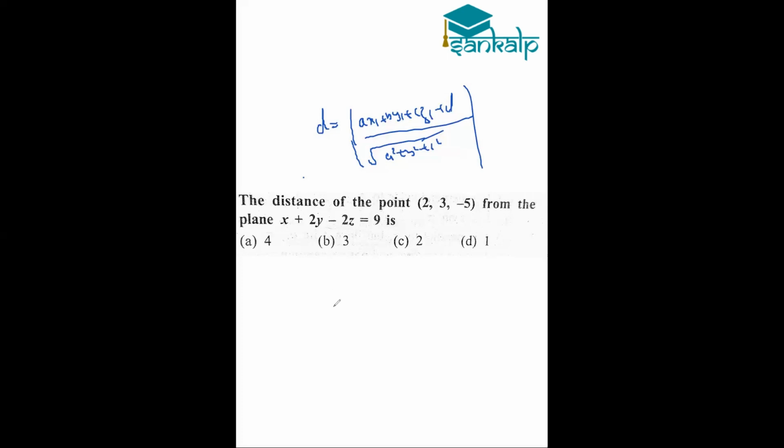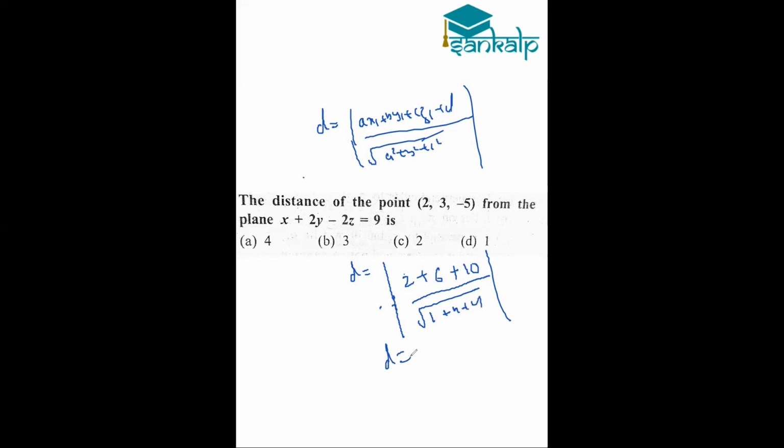So the distance between the point and the plane is given by d is equal to the mod of, in place of x we have 2, so it will be 2 plus 2 into 3, which is again 6, plus, where there is z you have to replace it, so it will be equal to 10, whole divided by the square root of all these, so the square root will be 1 plus 4 plus 4.